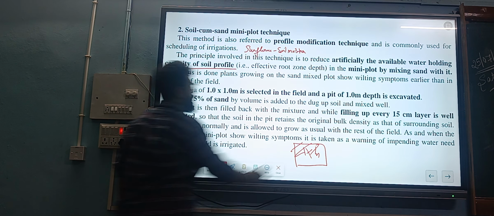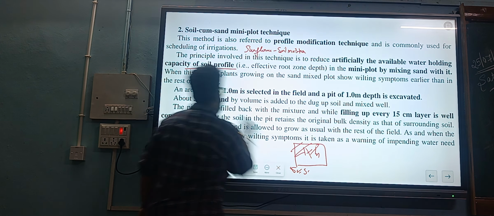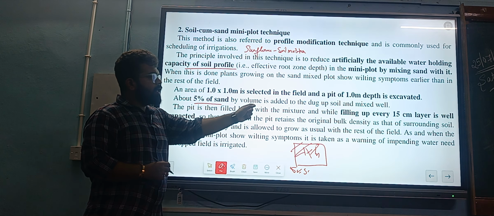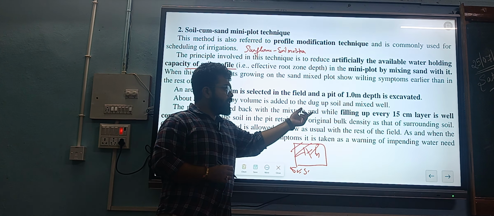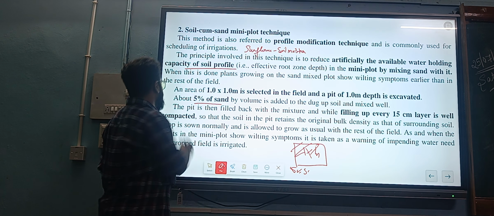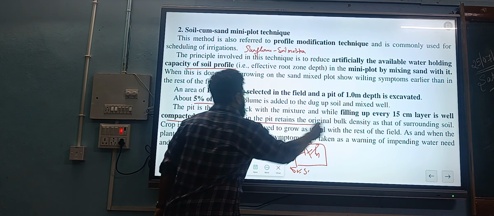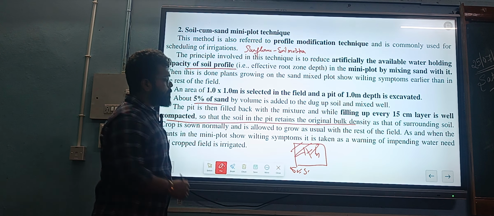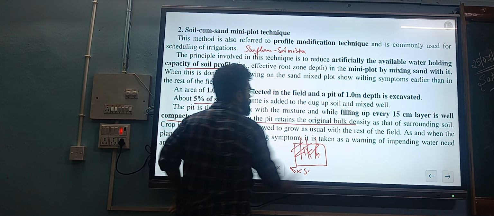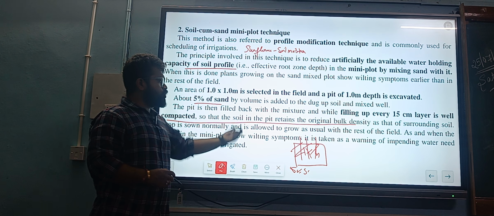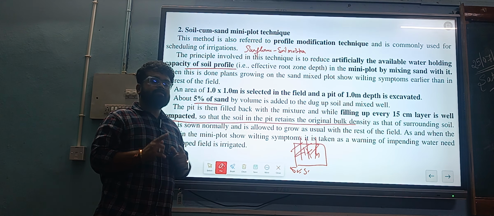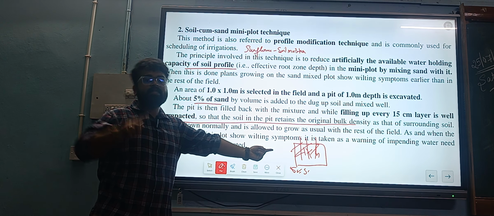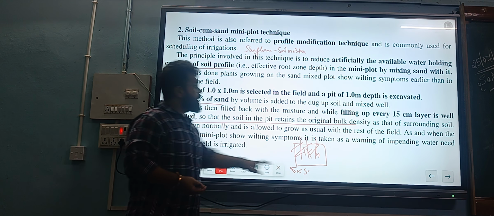Then 5% sand by volume is added to the dugout soil. The pit is filled with the mixture, and while filling, every 15 centimeter is well compacted so that the soil in the pit retains the original bulk density. Then the crop is sown normally. Which crop? Sunflower. As soon as the plant in the mini plot shows wilting symptoms, it is a warning sign that you have to irrigate your main field. This plot shows early wilting compared to your main plot.